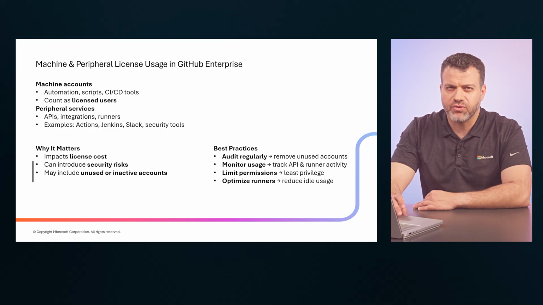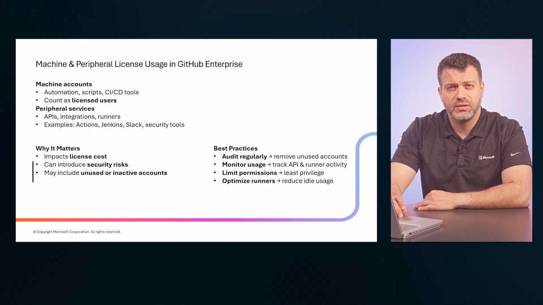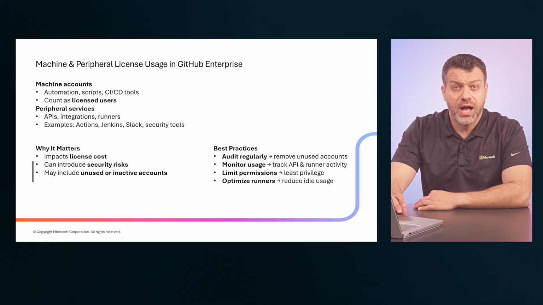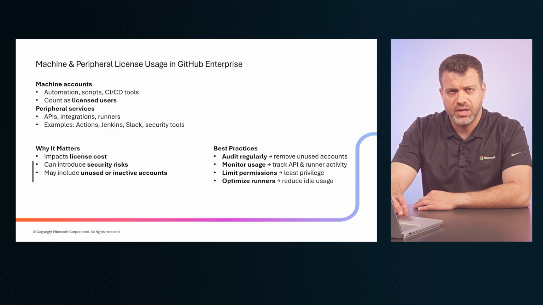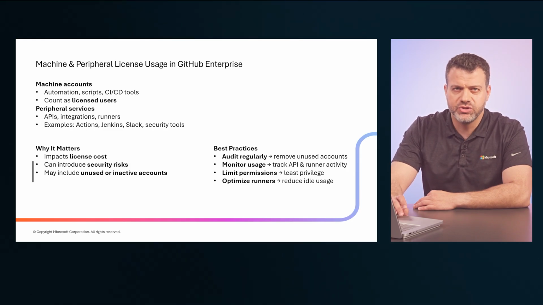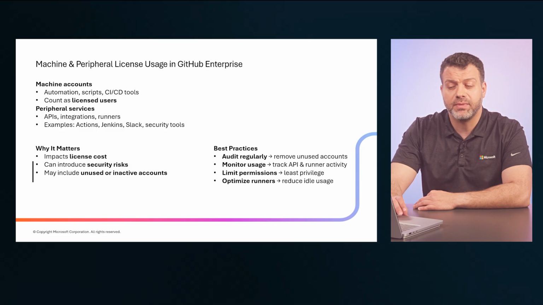Not all license usage comes from human users. Machine accounts and integrations also consume licenses. Machine accounts are typically used for automation like CI/CD pipelines, and they count as standard license users. Peripheral services like GitHub Actions runners, or third-party tools that interact through APIs, can also impact usage and cost. This makes tracking important, not just for cost, but also for security, since inactive or overprivileged accounts can create risk. Key practices here are to audit regularly, monitor usage patterns, limit permissions, and optimize the runner usage.